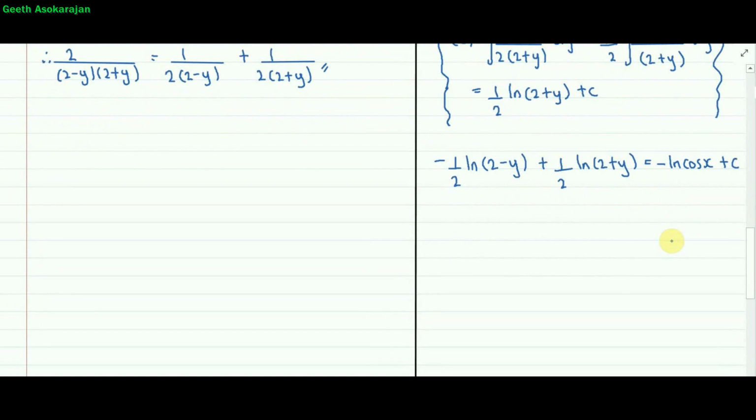And let's go one further step. Let me rewrite the left hand side as half ln 2 plus y minus half ln 2 minus y, that is equal to minus ln cos x plus c. So I've just done a switch, bringing this term to the front and keeping a negative term next to this.